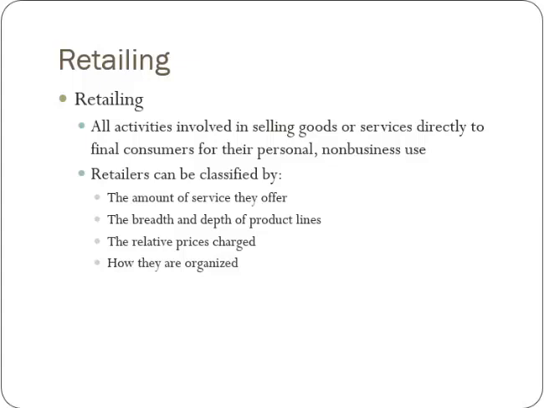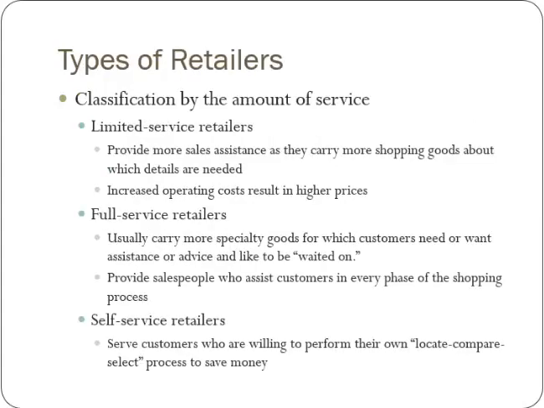You could have a store like Walmart, which has 8 zillion different products, or you could have a little store that sells just suits or just shirts or whatever. The relative prices charged. There are discount retailers, and there are more high-end retailers. And of course, how they are organized. There are some stores that are department stores, and have many different areas with many different types of goods.